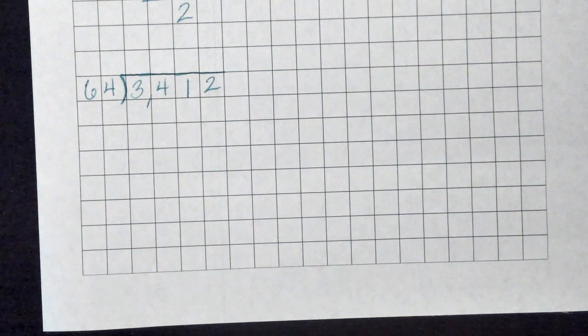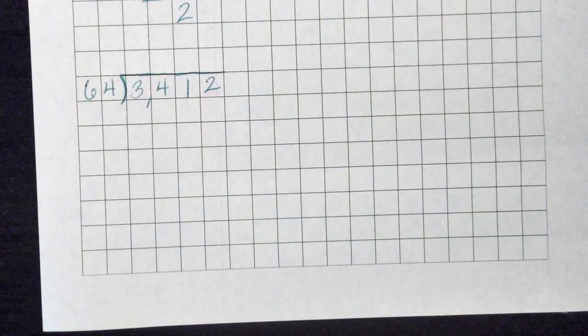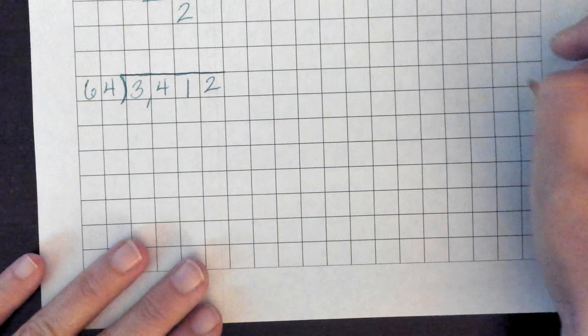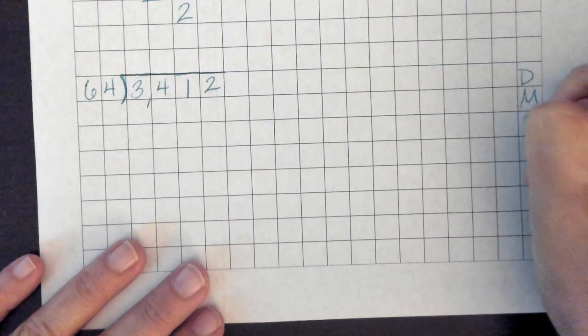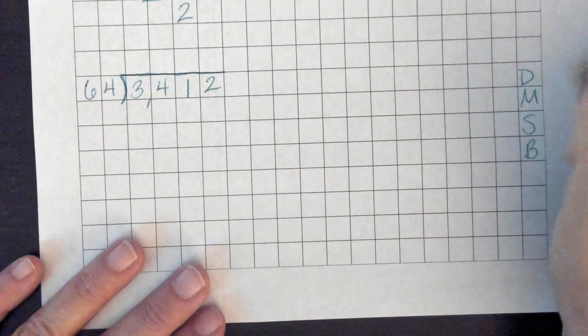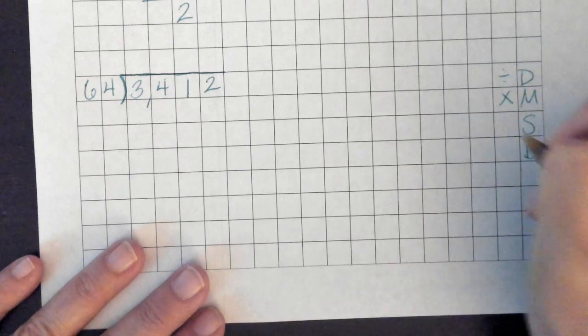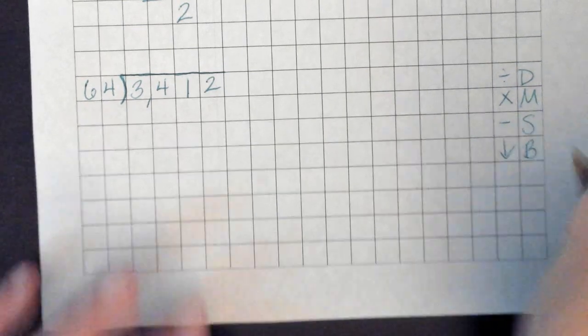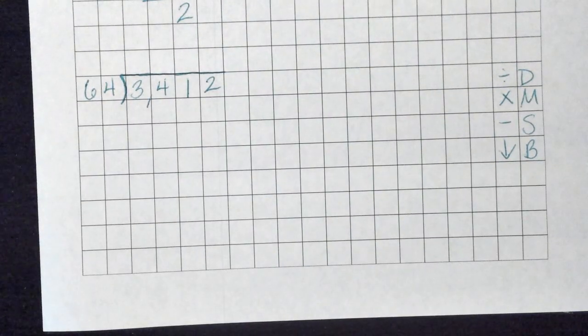Okay. So now, 64 is not a number I count by often or ever. My process is the same. Dangerous monkeys steal bananas. I'm going to divide, I'm going to multiply, I'm going to subtract, I'm going to bring down. Okay?